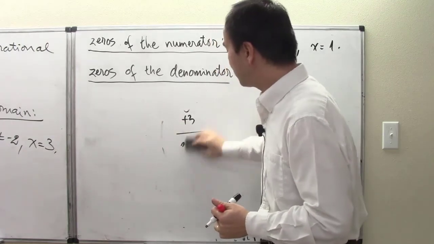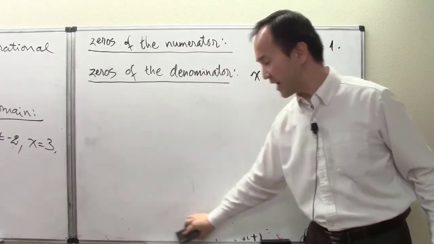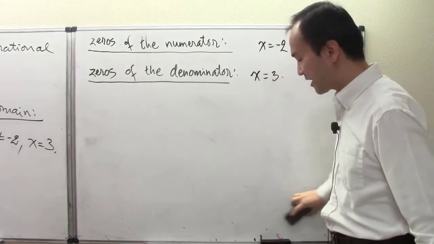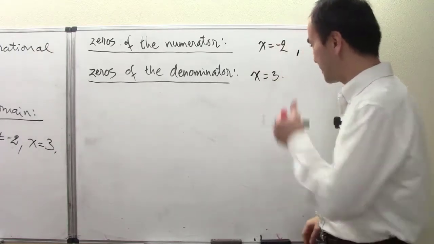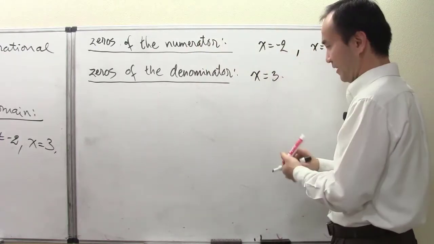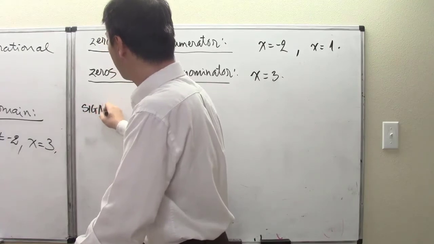And so now, after successfully listing all zeros of the numerator and denominator, we're ready for the sign charts. This is the end of step 3 right here. I don't think I need to keep writing it. So now here come the sign charts.